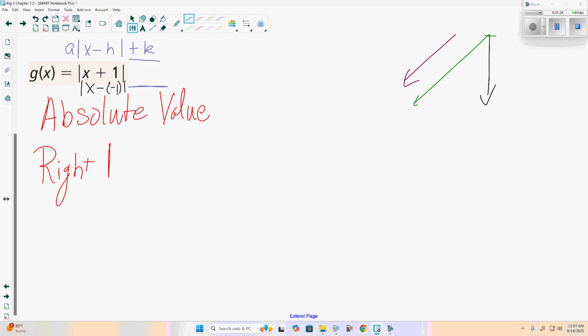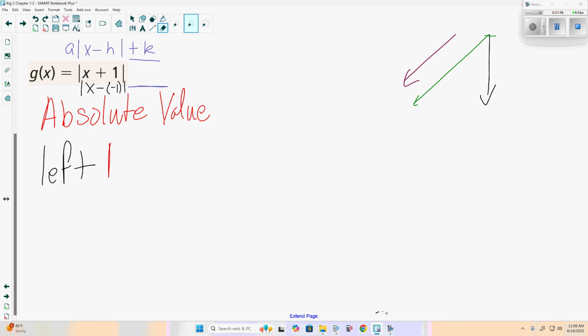Because if we have x plus 1 inside the parentheses, it feels like we should be going to the right, but we're actually going to go to the left. If it had been x minus 1, we're not going to the left, we're going to the right. Left and right, inside those are the opposite of what we think, because it feels like it should be going to the right, but it's actually going to the left. Left and right, opposite of what we think. Anytime we have something inside those parentheses or absolute values, it's going to be the opposite direction.